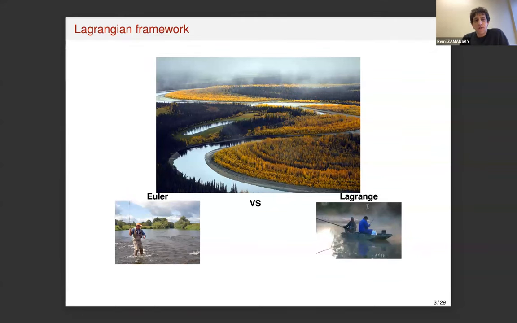Can you see the pointer? Yes, we see the black pointer.